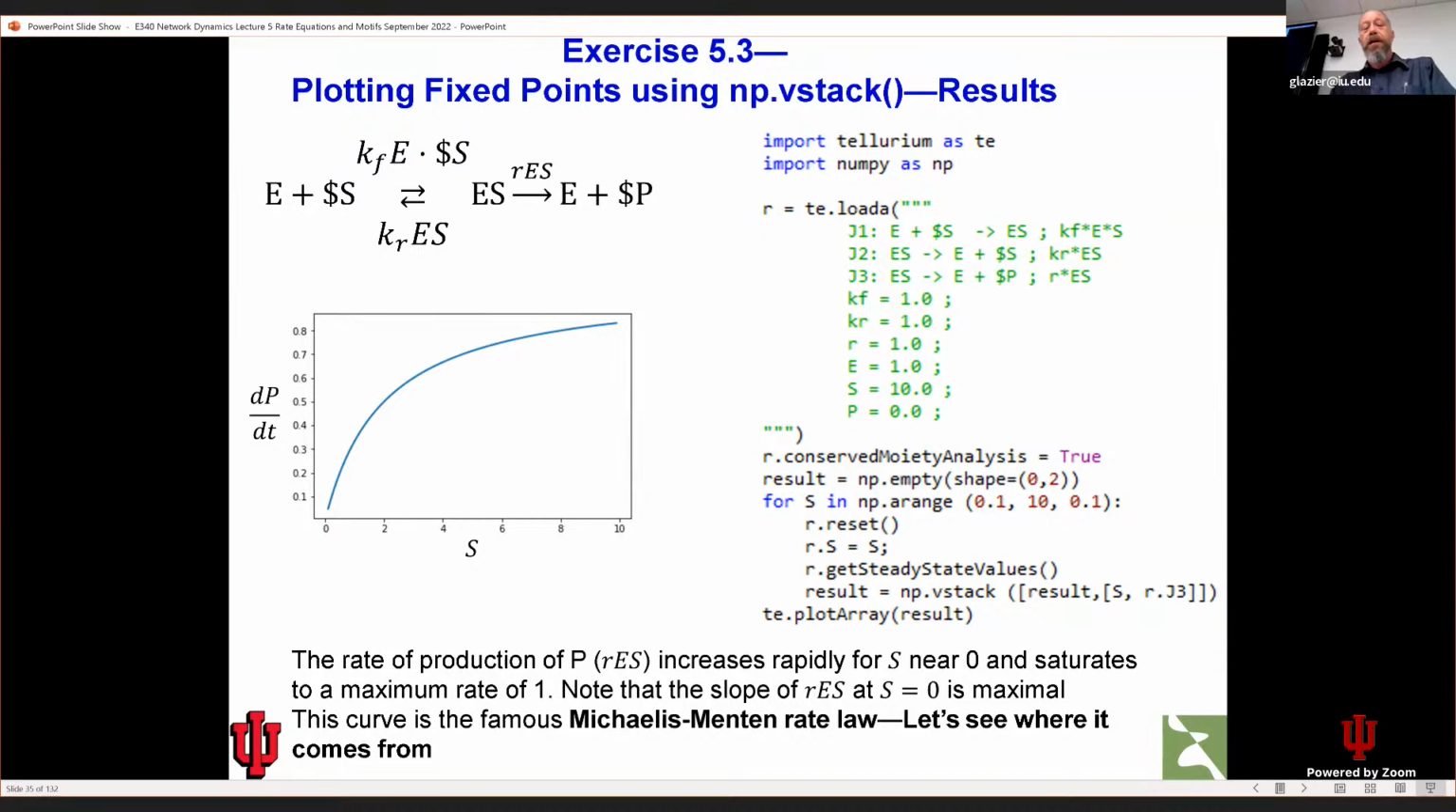Instead, what we see is something else. At 0, the value is 0. The rate of production of product with no substrate has to be 0. If there's no substrate, we can't turn it into products. It better be 0 at 0. We see that for small concentrations of substrate, the rate of production of product increases, and that rate of increase is maximal.